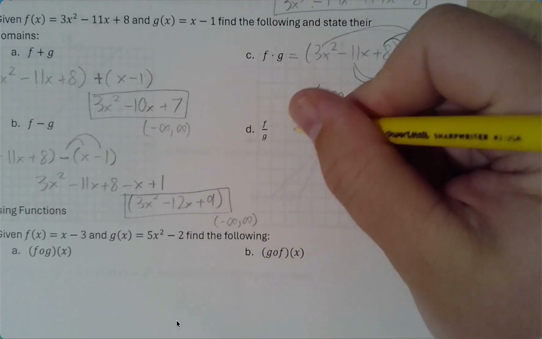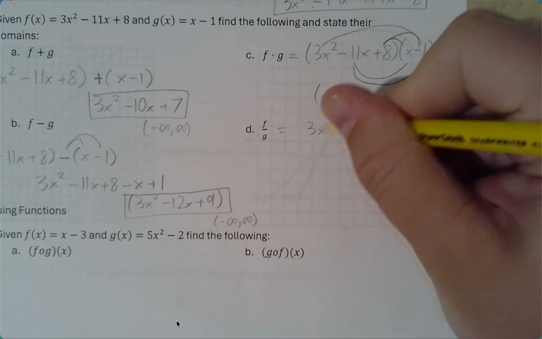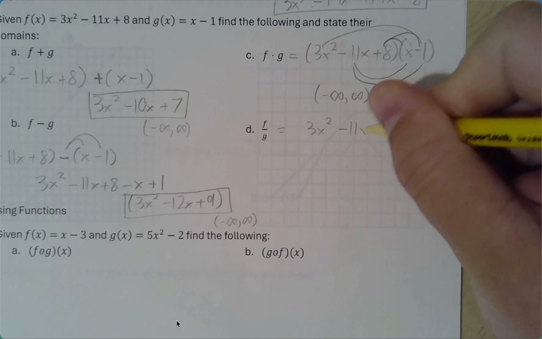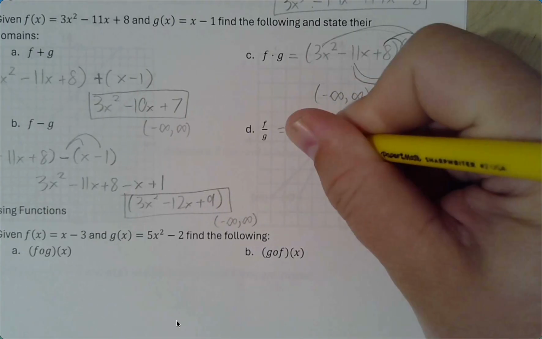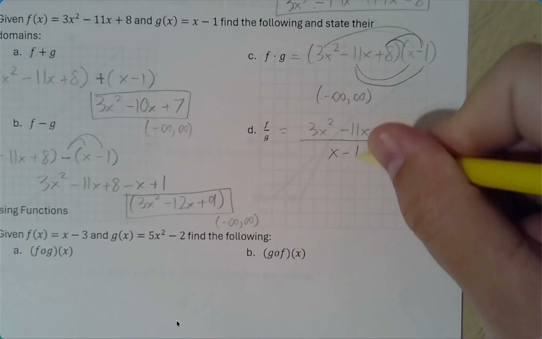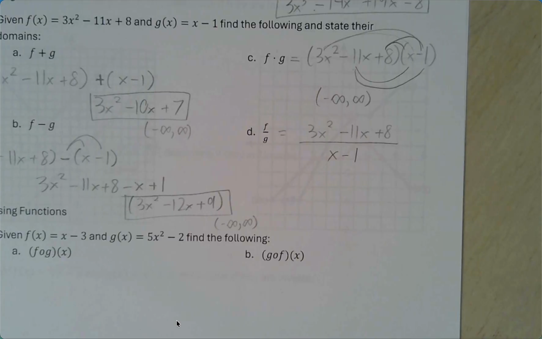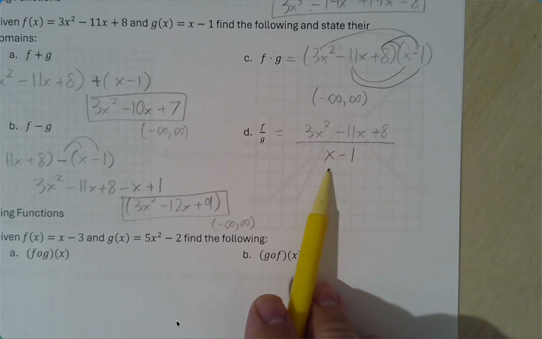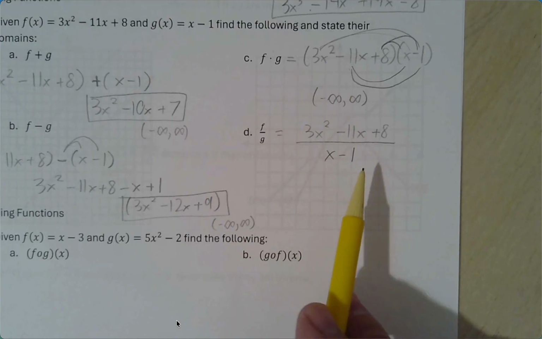All right, the last one we have is 3x squared minus 11x plus 8 divided by x minus 1. And so for this question, we have divided them, but right now I can go ahead and tell you there's an issue with my domain because there is algebra on the bottom, and I don't want 0 to end up being what I get on the bottom.